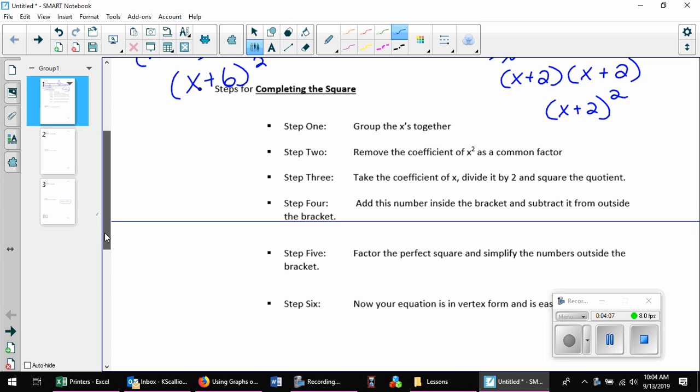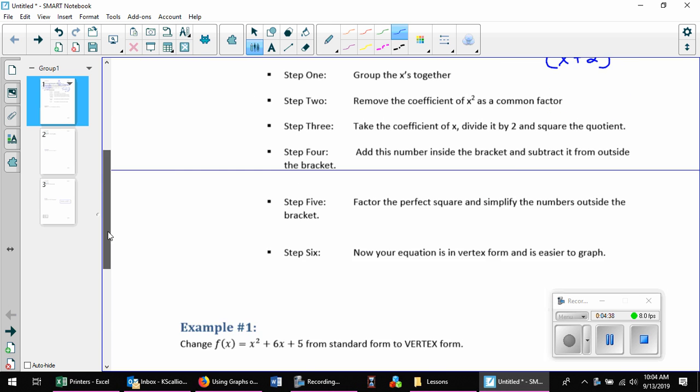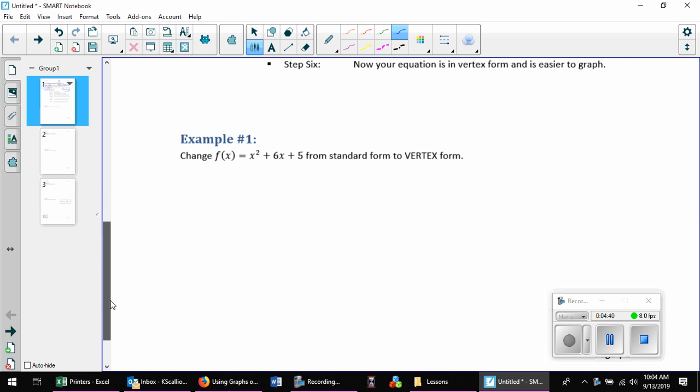So we're going to kind of twist, we're going to bend some rules here. We're going to take the coefficient of the x, and we're going to divide it by 2. We're going to square the quotient. Add this number inside the bracket and subtract it from the outside of the bracket. Factor the perfect square and simplify the numbers outside the bracket. Now your equation is in vertex form. See, I do the steps to make no sense. But I will tell you, once we practice, it will get better. Okay. That was a lot of words.